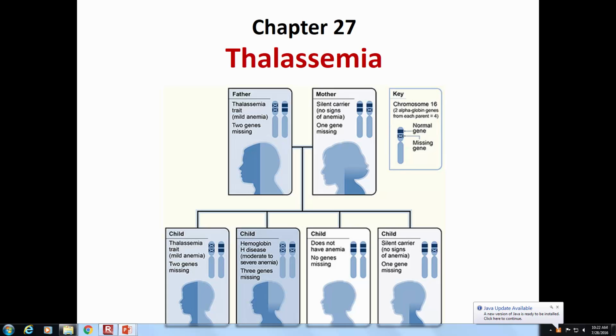Only one of them is going to be missing. They call this silent, because the person is not going to have any symptoms. They might have a few target cells in their blood smear, but they're not even going to know.